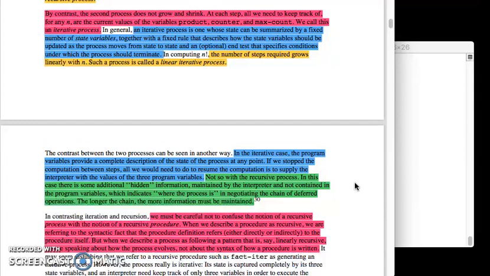In general, an iterative process is one whose state can be summarized by a fixed number of state variables, together with a fixed rule that describes how the state variables should be updated as the process moves from state to state, and an optional end test that specifies conditions under which the process should terminate. In computing n factorial, the number of steps required grows linearly with n. Such a process is called a linear iterative process.